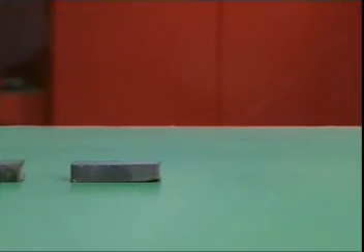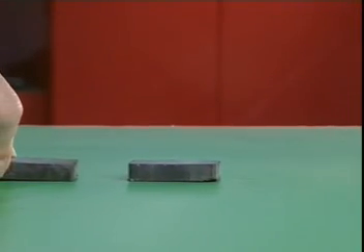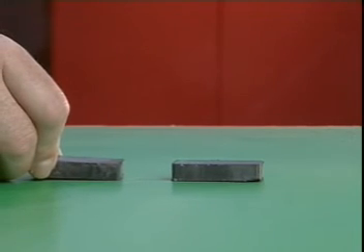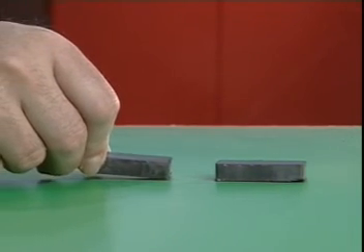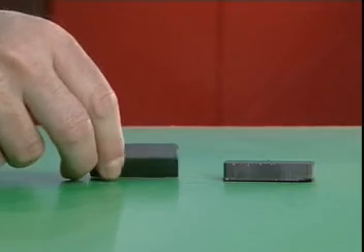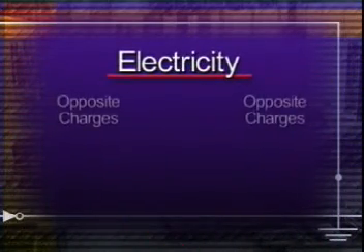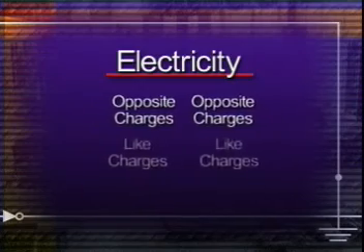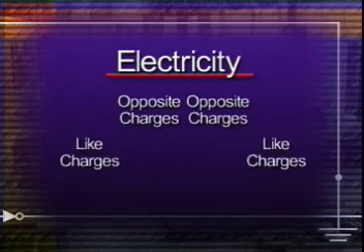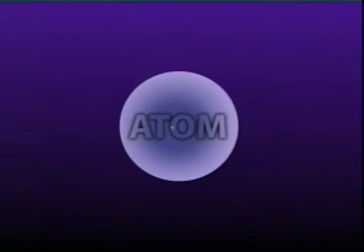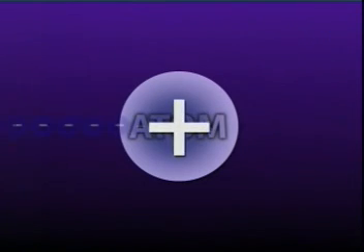But why would electrons move? You may already know that like magnetic poles repel each other, while opposite poles will attract. In electricity, just like magnetism, opposite charges attract and like charges repel. When an electron leaves the orbit of an atom, the atom has a more positive charge. The negatively charged electrons are then attracted to that positively charged atom.